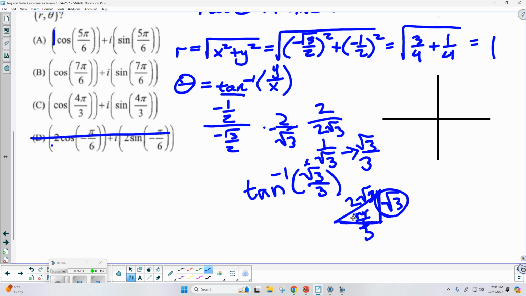That's 30 degrees. So tangent inverse of root 3 over 3, that is pi over 6. Okay, good. I'll take it from here. Thank you, thank you, thank you. Now here's the thing.